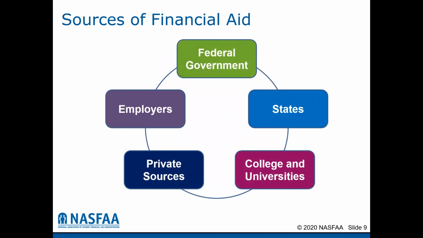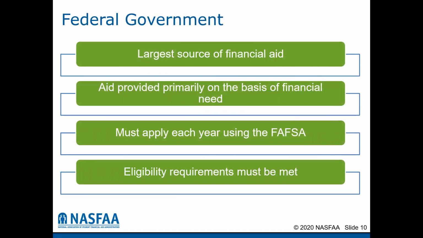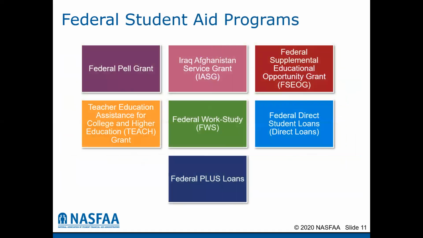Sources of financial aid. We'll talk about each of these and their qualifications. First, federal government. It's the largest source of financial aid. It's provided primarily on the basis of financial need. You must apply each year using the Free Application for Federal Student Aid, and eligibility requirements must be met. Some eligibility requirements include things such as they must be degree seeking, receive a 2.0 or higher GPA, and be passing at least 2/3 of their classes that they attempt. Federal student aid programs, some of them: the Federal Pell Grant is a major one, same with the Federal Direct Student Loan programs. These are all wonderful things to help students that have different specific needs.